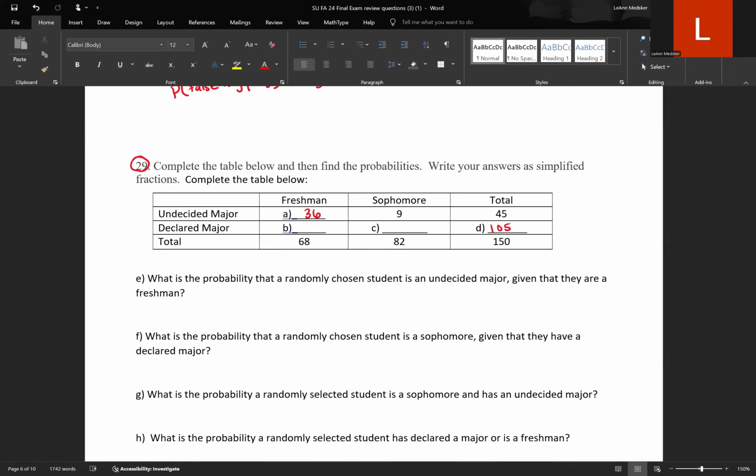That's 105. 82 minus 9 would be 73. And then 68 minus 36 would be 32. So that's all the missing pieces. Now we can do the questions.